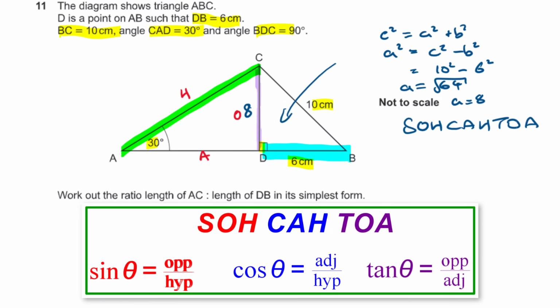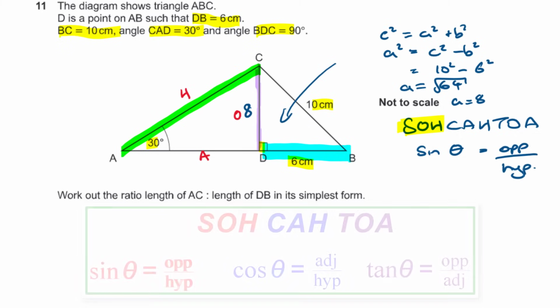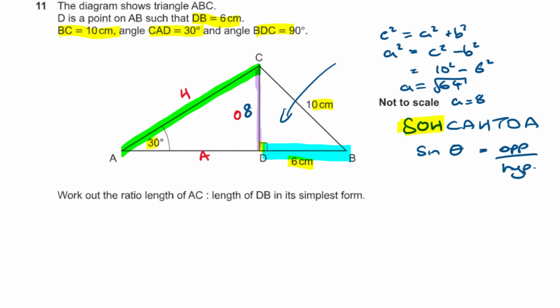SOHCAHTOA, I know which one is about SOH. It's SOH, isn't it? Sine equals opposite over hypotenuse. Sine of an angle is equal to the opposite over the hypotenuse. Okay? So subbing in what I know, what do I know? I know the angle. Sine 30 equals, I know the opposite, it's 8.